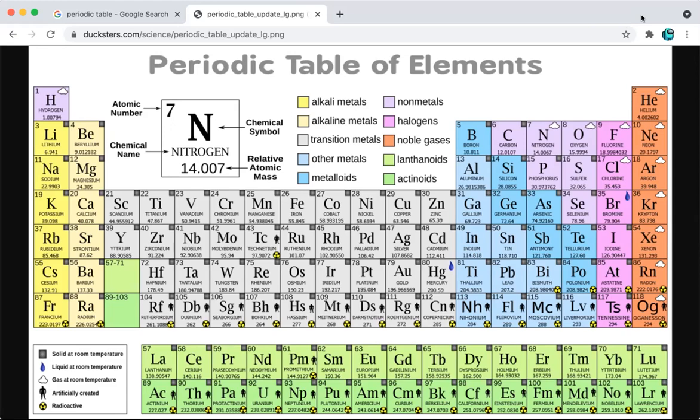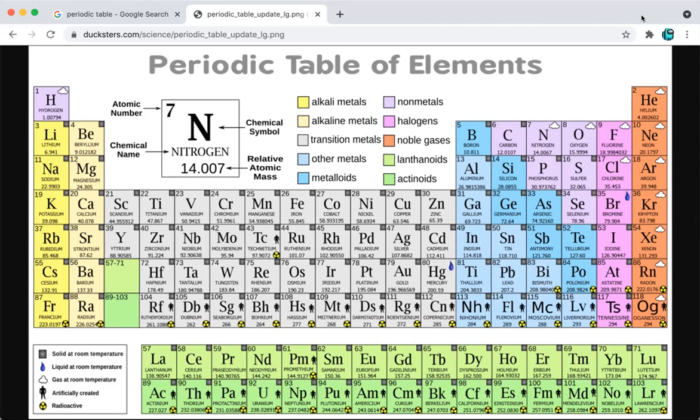And again, a periodic table is not like a patented thing. So it's not the same everywhere you look. Whoever types up a periodic table, they have a certain amount of creative control over how they make it.